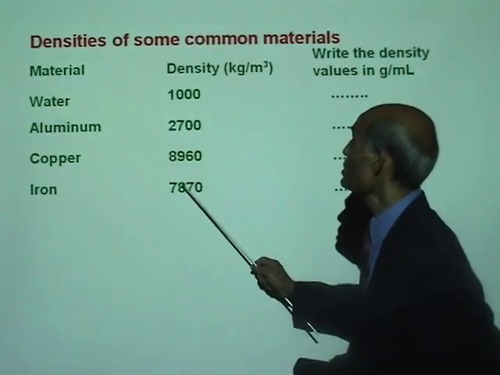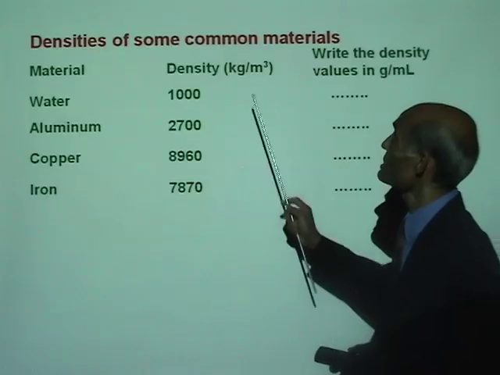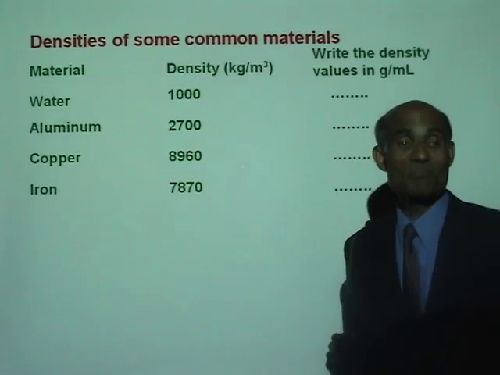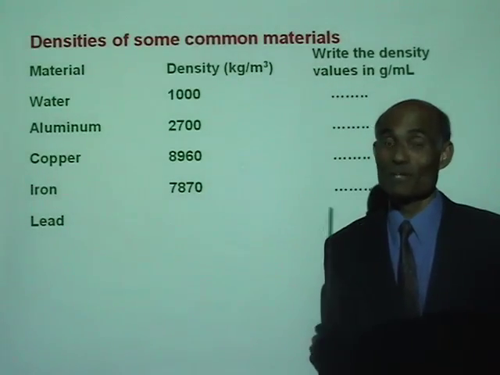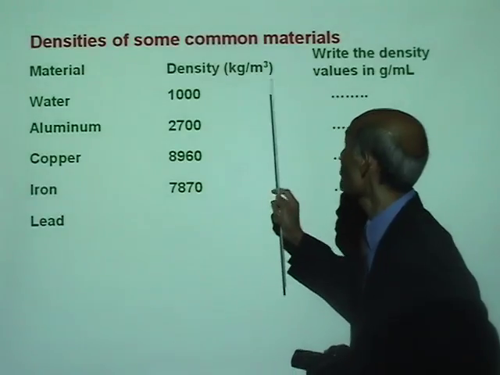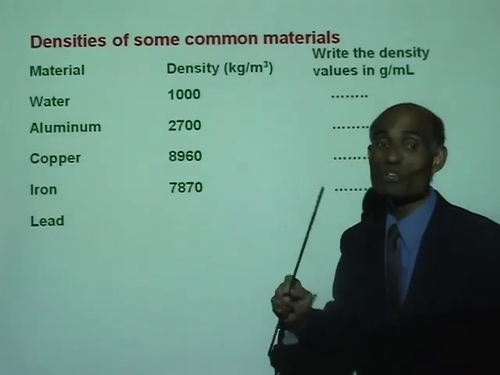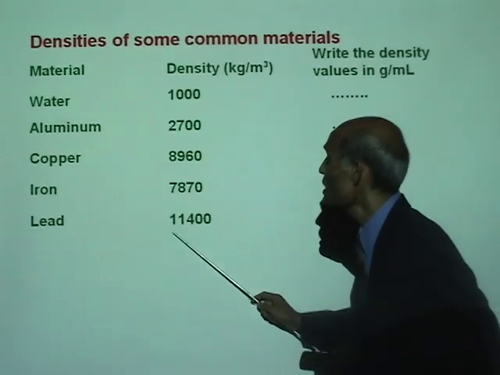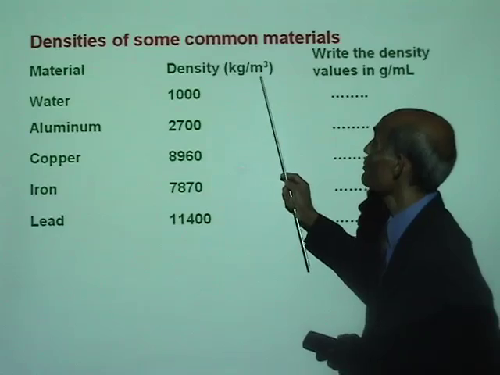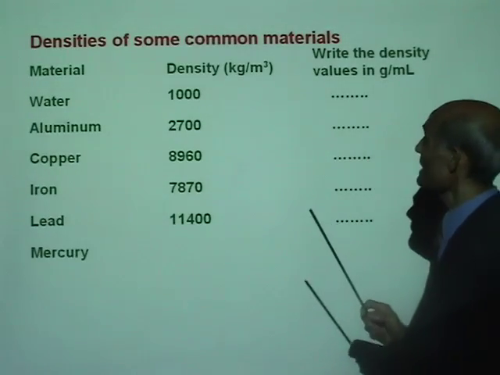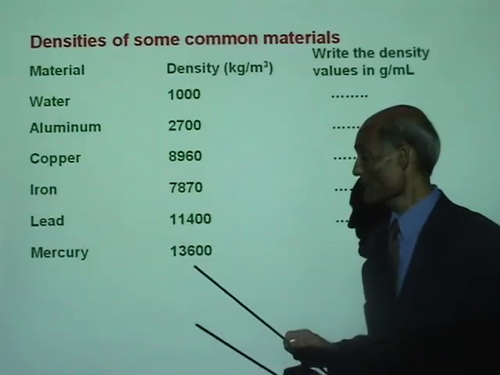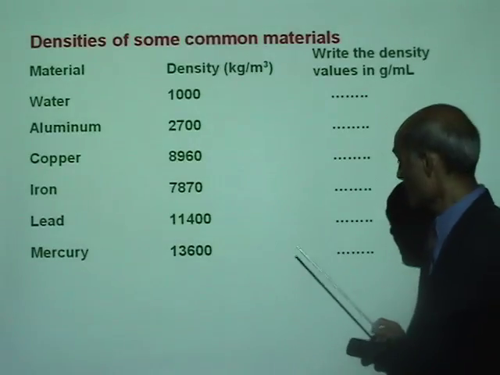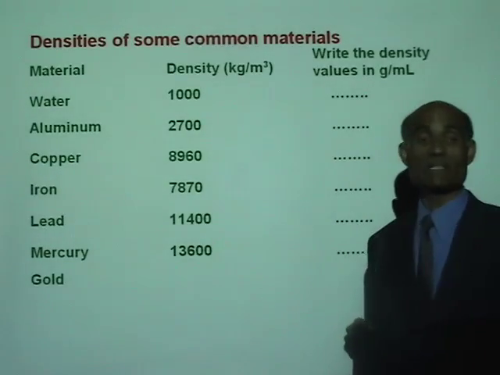Iron, its density is 7870 kilogram per meter cube. What is its density in gram per milliliter? Well, you know, to convert kilogram per meter cube to gram per milliliter, what do you do? Divide by 1000. Lead, the density is 11,400 kilogram per meter cube. Write that in gram per milliliter. Look at mercury, 13,600 kilogram per meter cube. Write that in gram per milliliter.